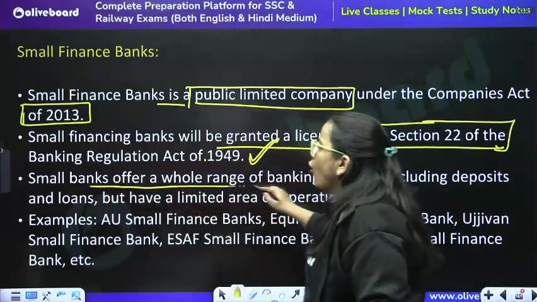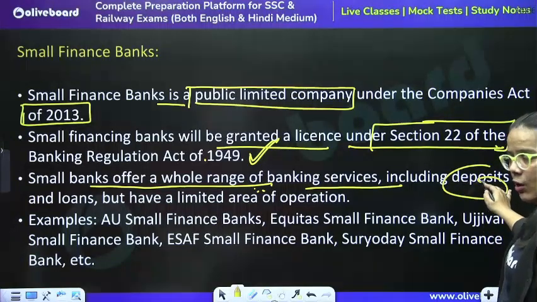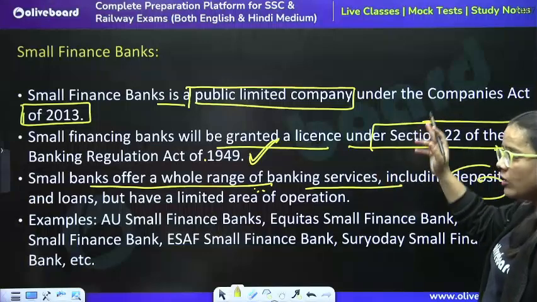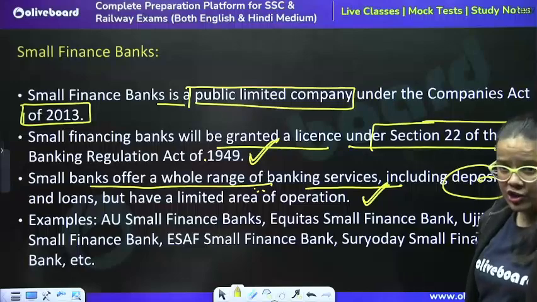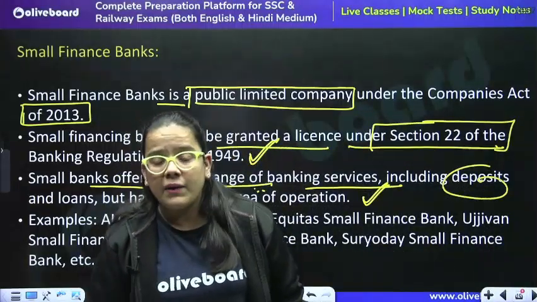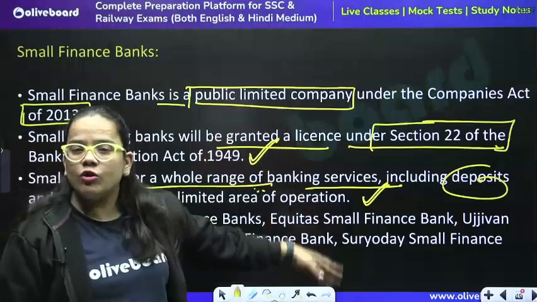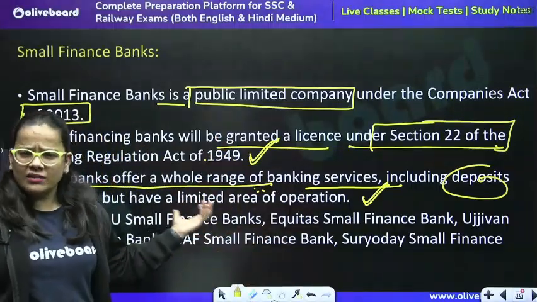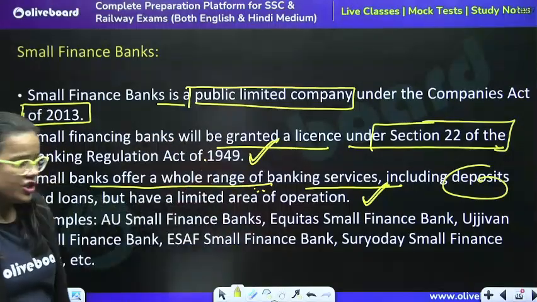Small finance banks offer a whole range of banking services. You can deposit money, you can withdraw money, and you can take a loan from a small finance bank, but they have a limited area of operation like RRBs or cooperative banks. Cooperative banks also have restricted operating area criteria, right? Same in the case of small finance banks, they are restricted to operate in some restricted area. Otherwise, they just work like a normal scheduled commercial bank.